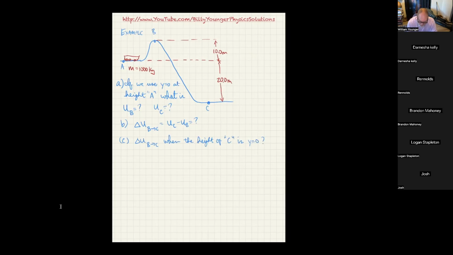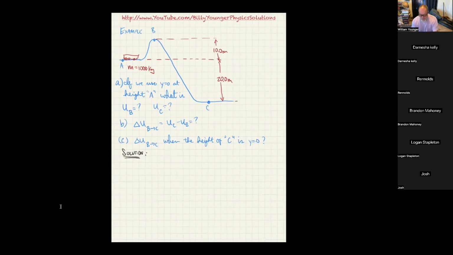Okay. Everybody think they understand what's going on here? Anybody have any questions about that? It's sort of like we're putting the coordinate origin either on that red line that's the same height as A, or we're putting it on this line right here. So for part C, this would be y equals 0. And for parts A and B, this would be y equals 0.